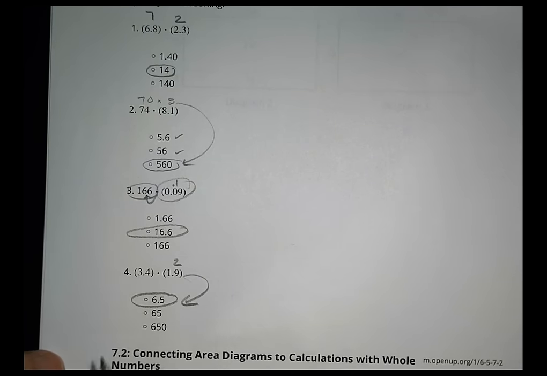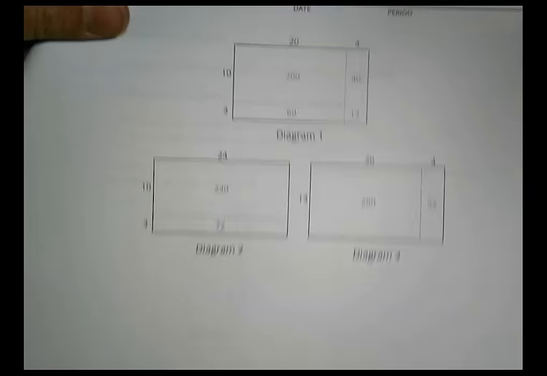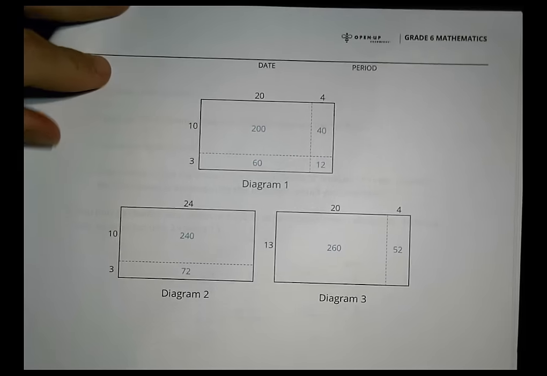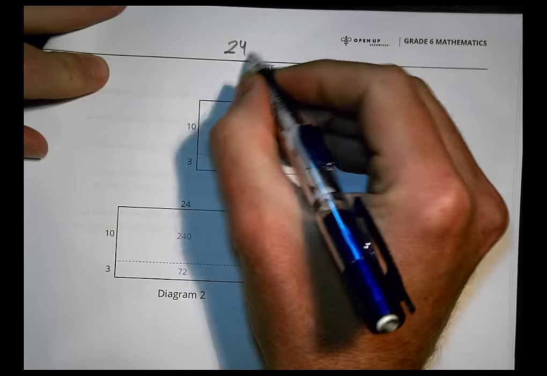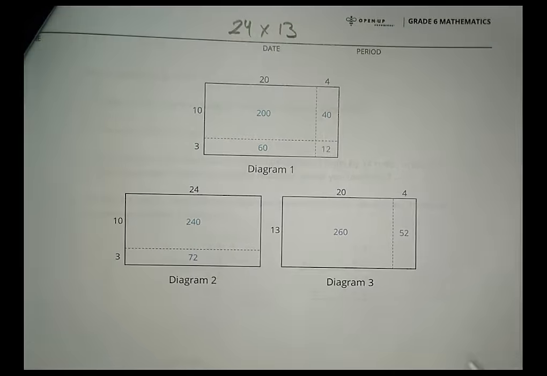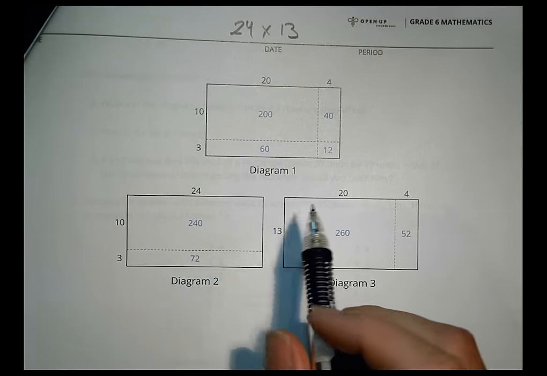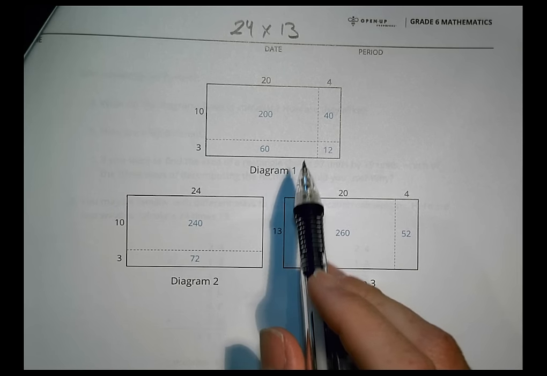Alright, activity 2 is another optional one, but we'll look at it anyways. It says here are 3 ways of finding the area of a rectangle that is 24 units by 13 units. So we take a look at these 3 shapes here. We know it's a 24 by 13 rectangle, and these are 3 different ways to take that rectangle and divide it into smaller portions in order to figure out the area.